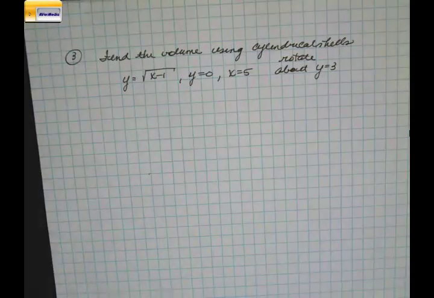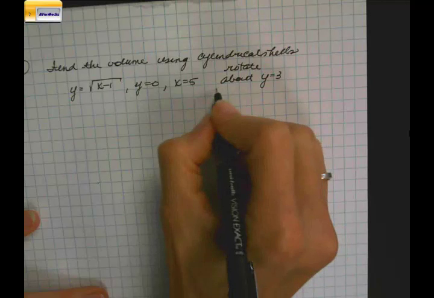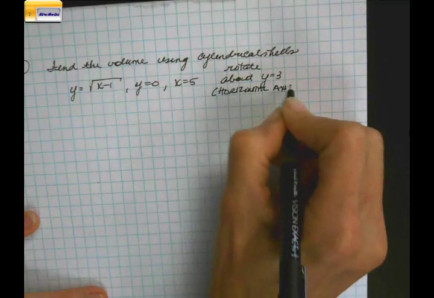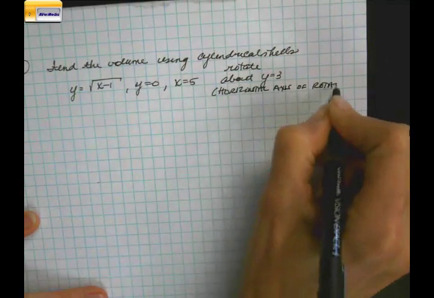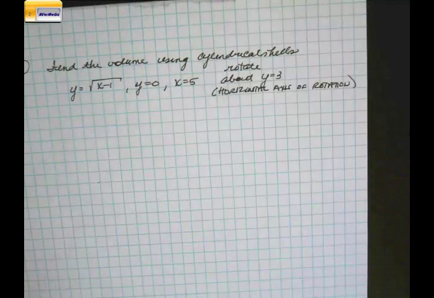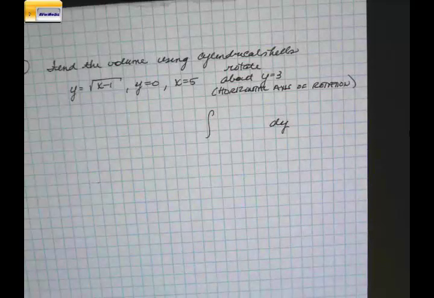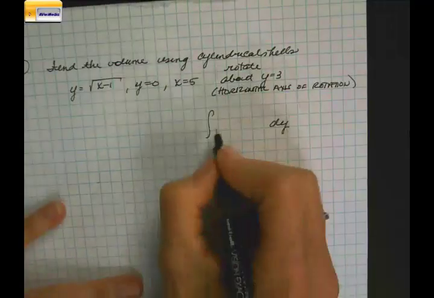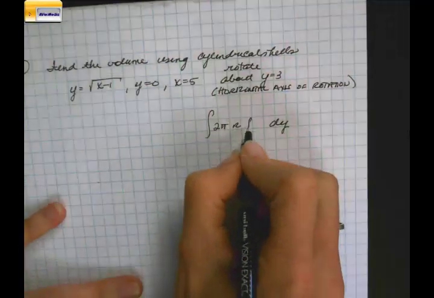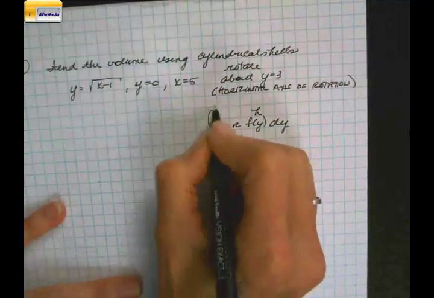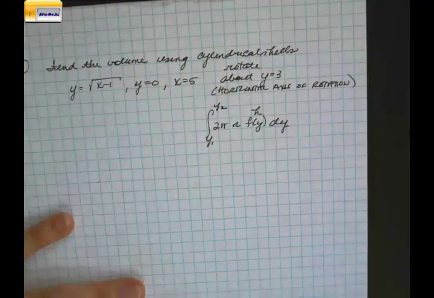y equaling 3. So we've come off the x-axis. We're still rotating around a horizontal axis, but it's not the x-axis anymore. So this is still a horizontal axis of rotation. Which means when we're using the cylindrical shell method, it's still going to be a dy. So we're integrating with respect to dy because we're rotating around a horizontal axis. So this is going to have to be 2 pi r h dy, with y values as our upper and lower limits.